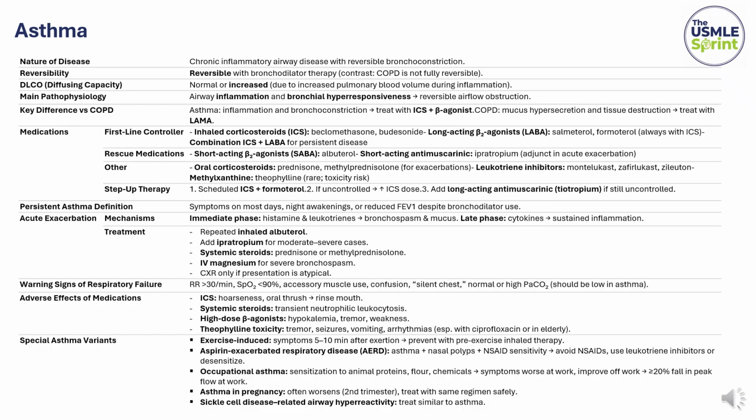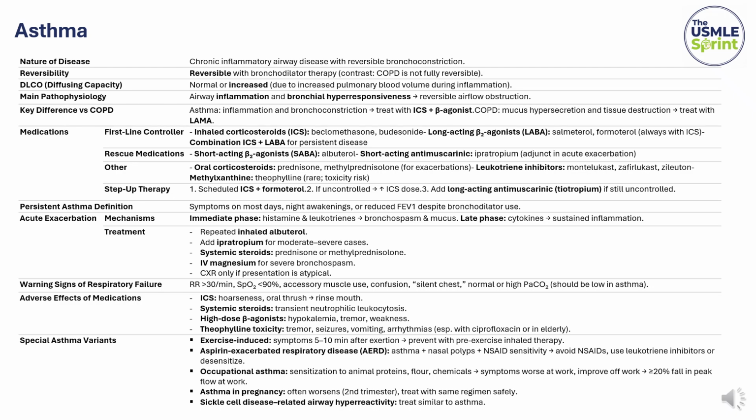Persistent asthma is diagnosed when symptoms occur most days, when there are nighttime awakenings, or when the FEV1 is reduced despite bronchodilator use. These patients should be treated with a scheduled inhaled corticosteroid plus a long-acting beta agonist such as formoterol. If symptoms persist, increase the steroid dose and add a long-acting antimuscarinic such as tiotropium.